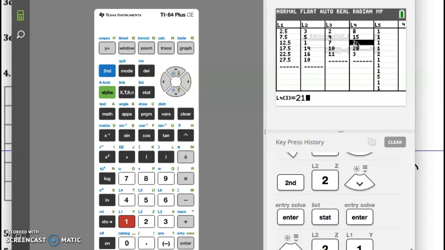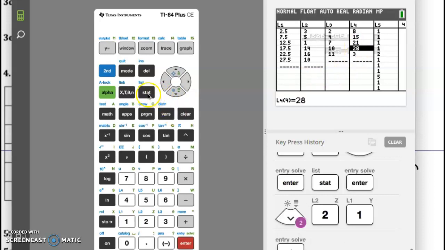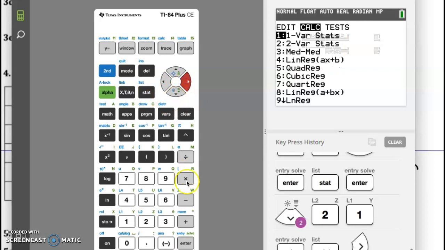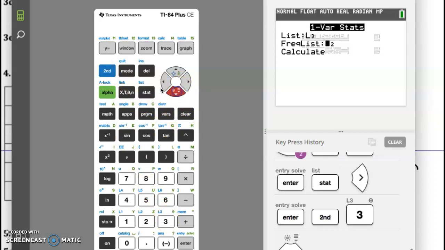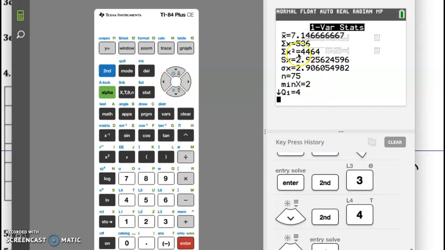So there we go. Now if I go to stat, calculate one variable stats, I have to switch my list because I have them in list 3, and list 4 is my frequency. And then when I calculate, bam, this is the standard deviation you should use, and you should be squaring this to get your variance. And then this is your mean.